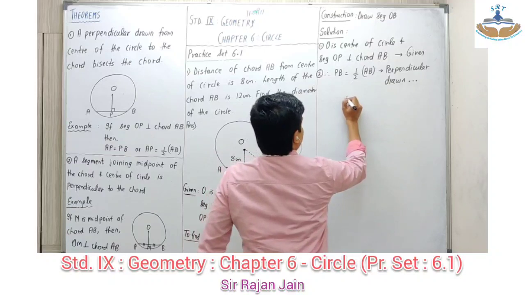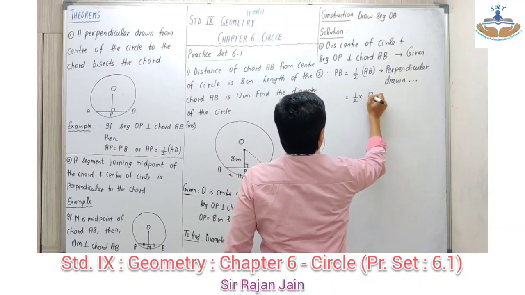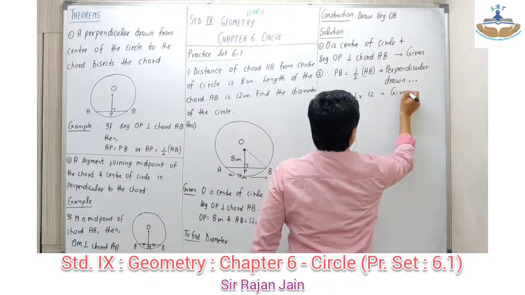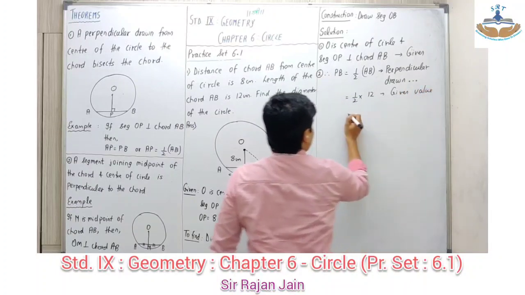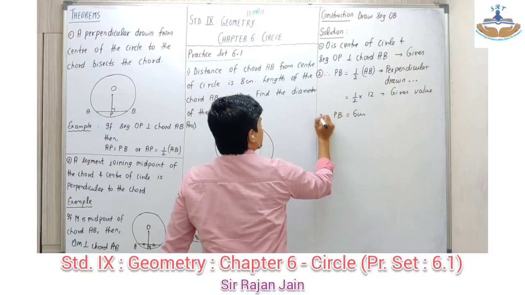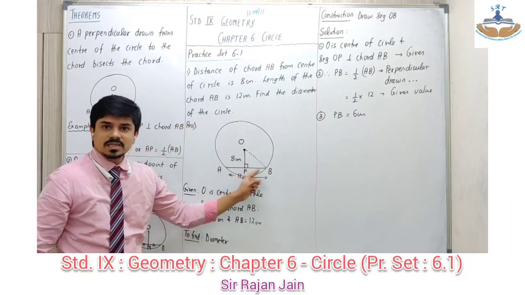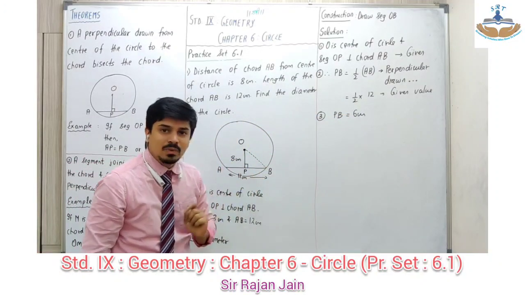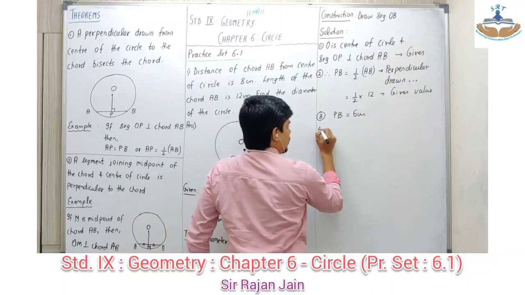Clear? And now I'll substitute half. AB के जगह पे I'll write 12. Reason is this is what is given in the question. So given value, and half of 12 is 6 centimeter. So this is your PB. PB became 6 centimeter. Now to get OB, I will apply Pythagoras theorem.